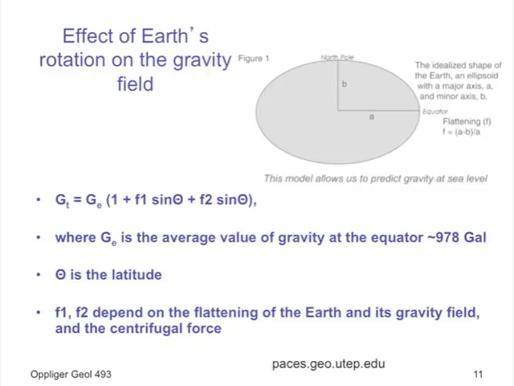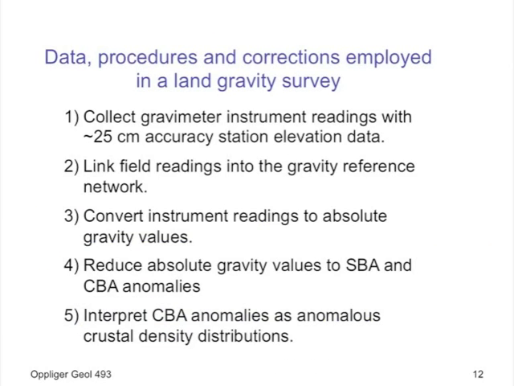The gravity at the equator has a value out to about 7 digits, but it's about 978 gals. Theta is the latitude. So F1 and F2 depend on the flattening of the Earth, the rate of rotation. It depends on some aspects of the density distribution within the Earth, and the centrifugal forces of rotation. So, all right, that's enough about global gravity.